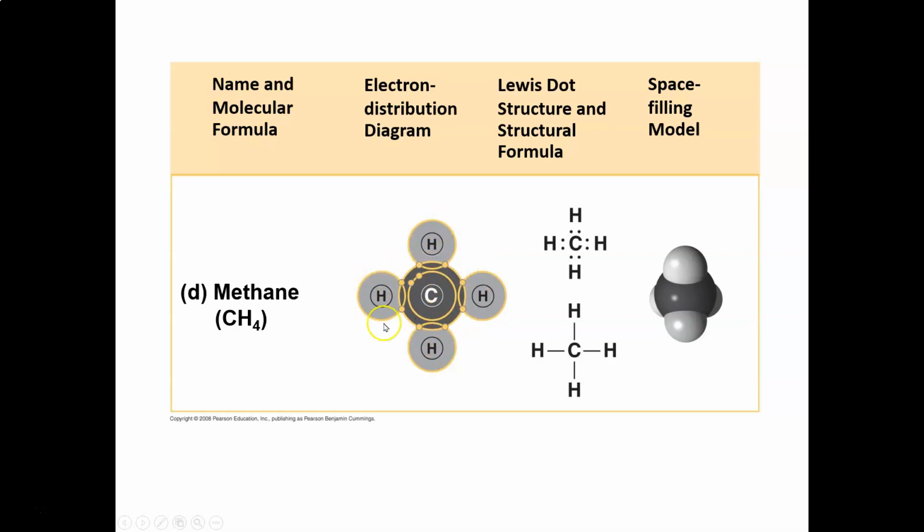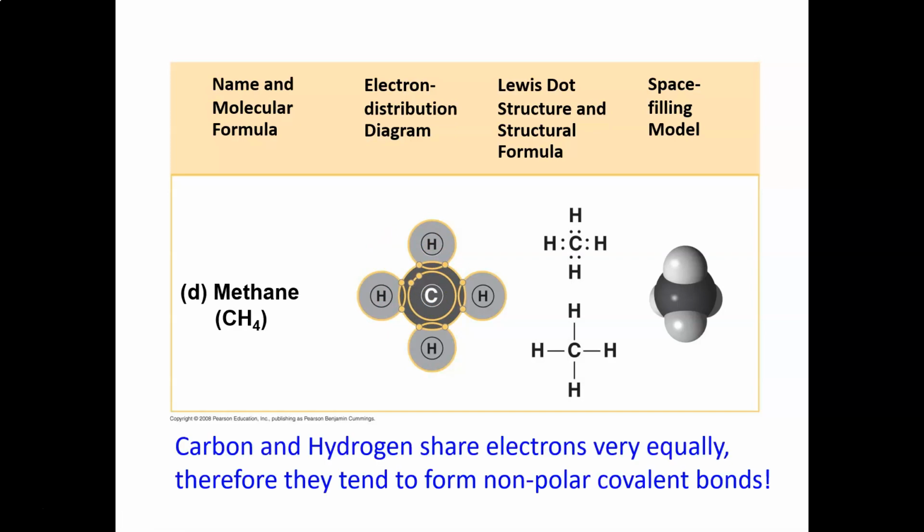Each hydrogen has 2. Despite the fact that these are different atoms, carbon and hydrogen, they have relatively similar electronegativities. It means that the electron is not more likely to be found at any point of this molecule than any other place. So the electrons are shared equally. So this is an example of another non-polar covalent bond. So carbon and hydrogen share electrons very equally, and therefore they tend to form non-polar covalent bonds.